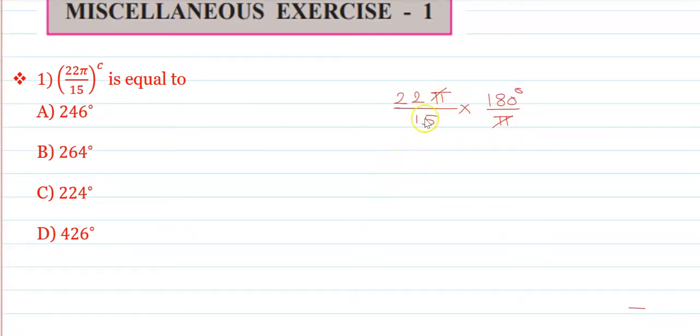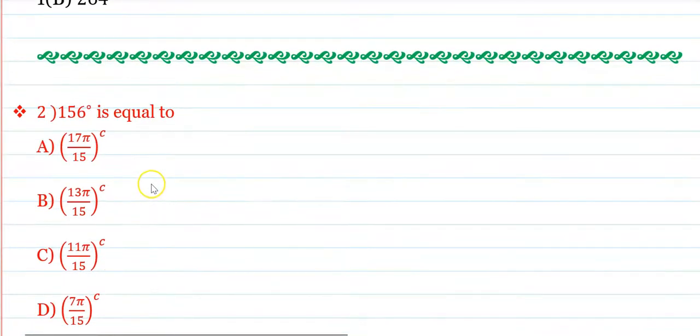Now this pi gets cancelled. And the next division, that is 15 ones are 15, 12s are 180. And here the multiplication, that is 22 into 12. Therefore you will get 264 degree, and hence option B is the correct one.